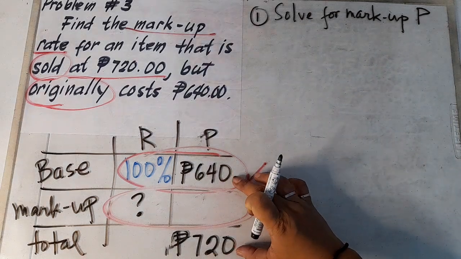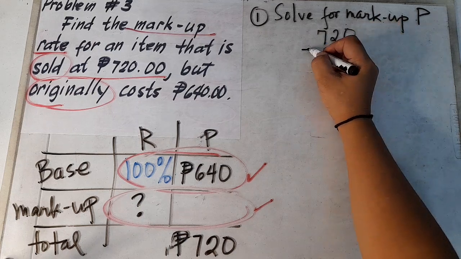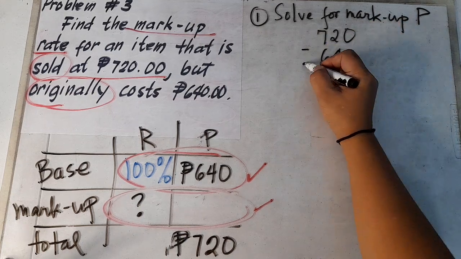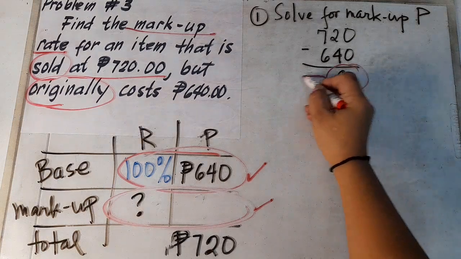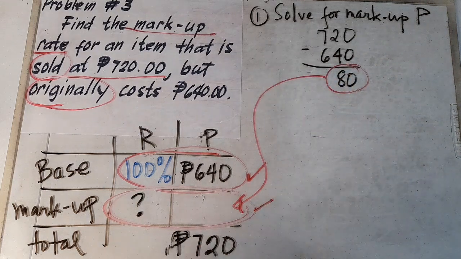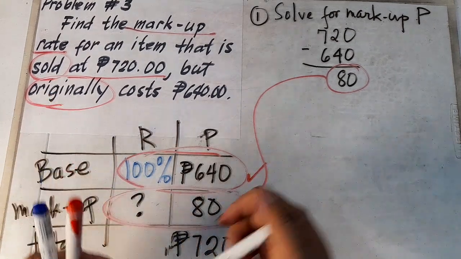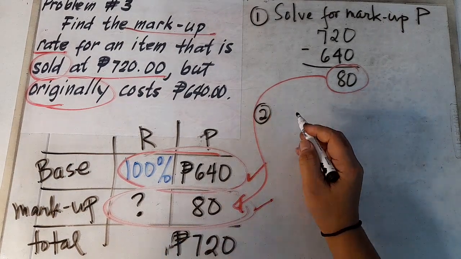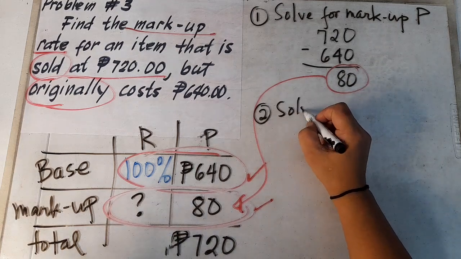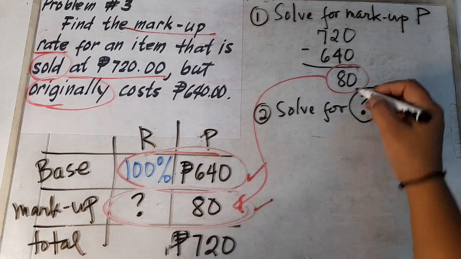Kunin natin itong dalawang ito. 720. So, 720 less 640. And that will give us 80. Okay? So, yung 80 na yan, yung 80 na to, yan ang pupunta dito. Okay? So, we'll have now 80 here. So, kompleto na yung ating pares. We can now proceed to our second part of our solution. We now solve for whatever is asked. Okay? Yung itinanong.